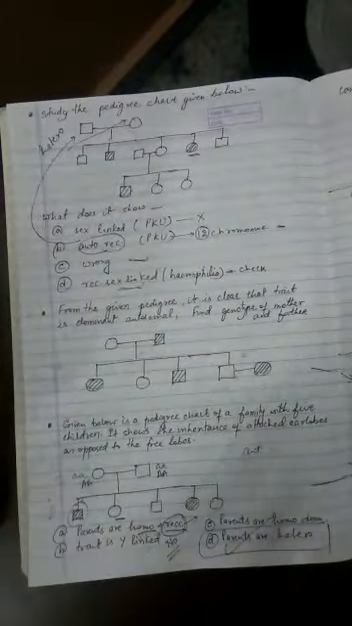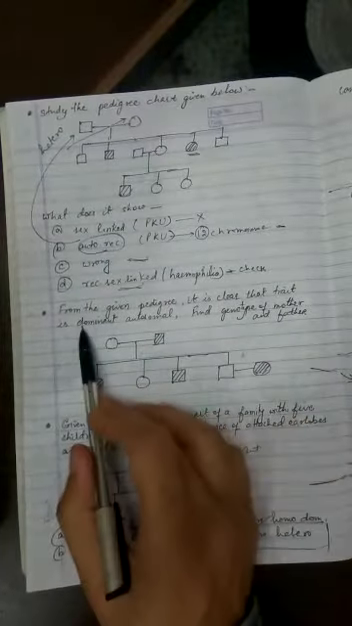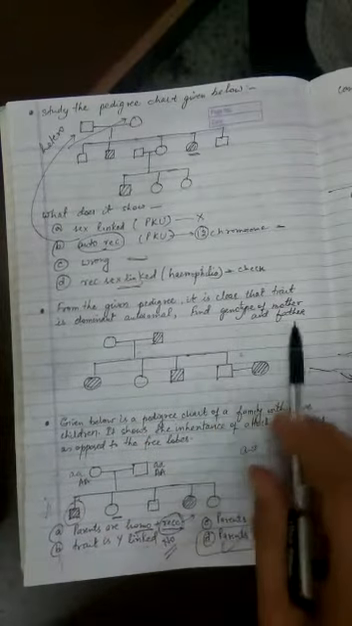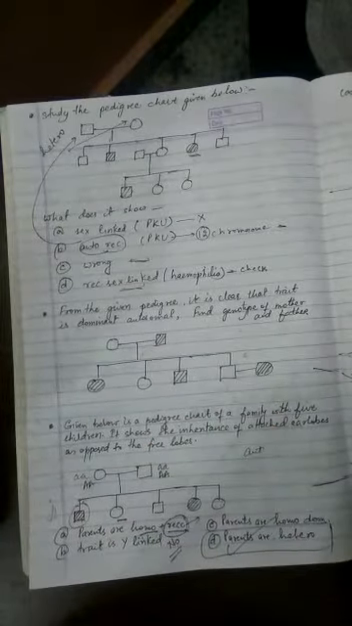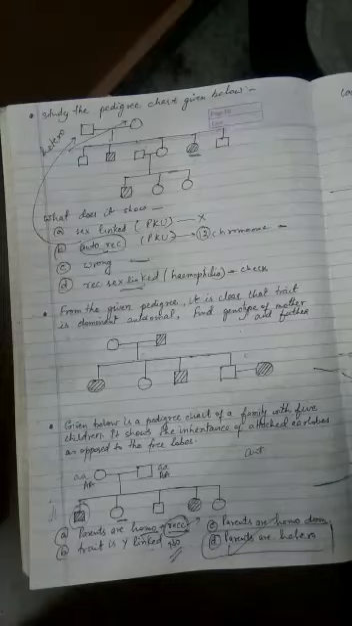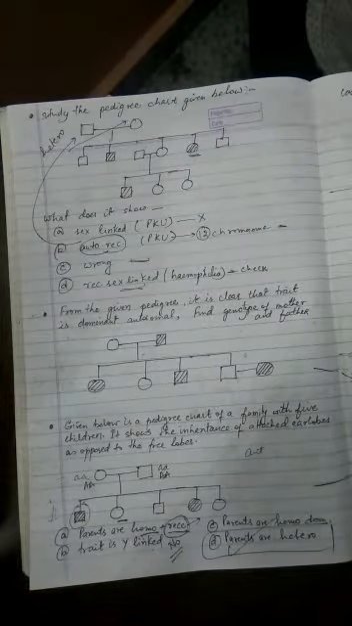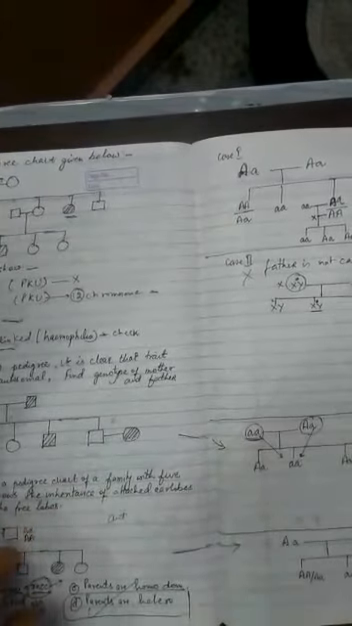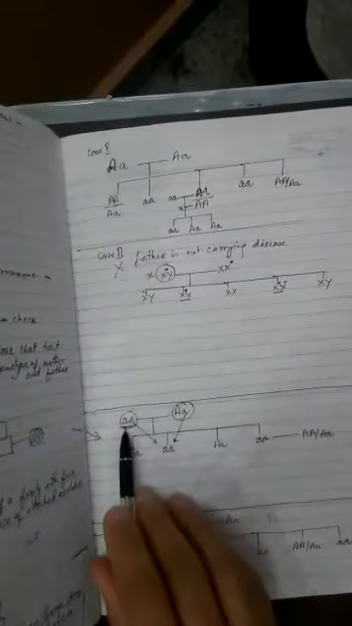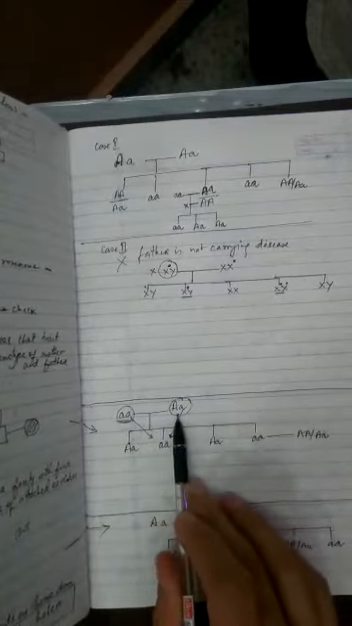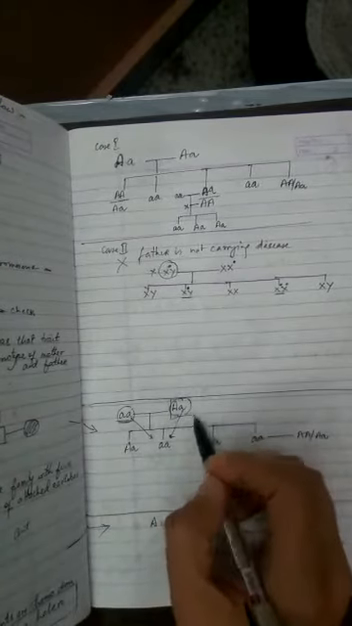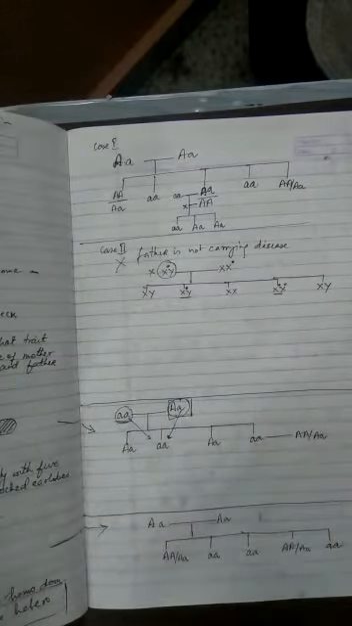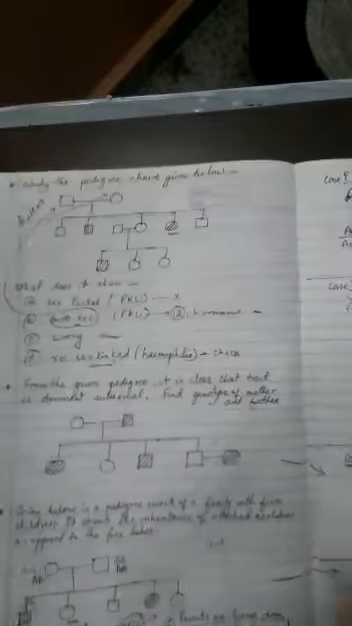So the second question also we have covered very easily. This was regarding dominant autosomal, and the genotypes we have found to be that mother is small a small a, and the father is capital A small a. I hope this second one also is clear to you.